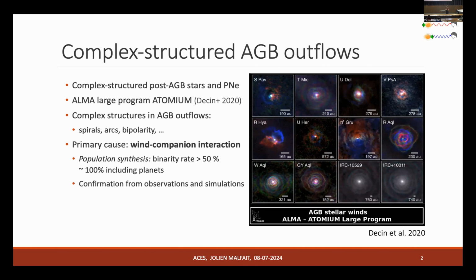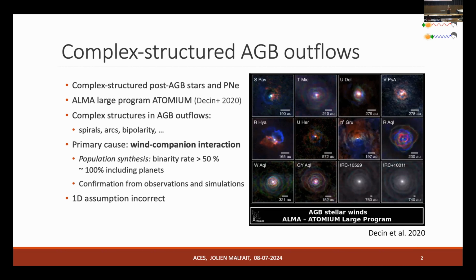So yeah, we also see in population synthesis that it is okay to assume that many of these stars will be in binaries. And if we include planets, then this goes up to about 100% percentage of which AGB stars have companions, and planets can also have an impact on these winds.